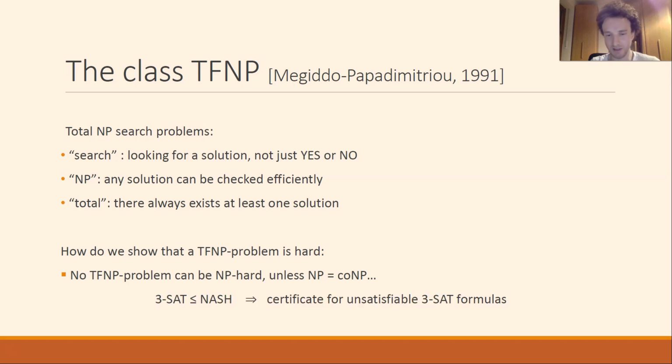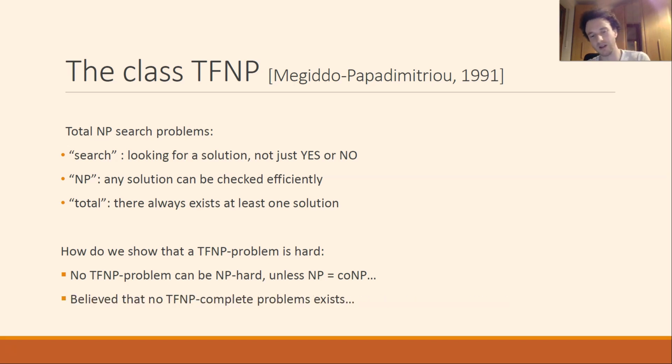The next best thing is maybe we can show that some problem in TFNP is as hard as any other problem in TFNP. That would provide some evidence of hardness. But even that we don't believe is possible because of how general TFNP is as a class. It's not believed that it has any complete problems at all. So that doesn't seem like a good option either. So what can we do?